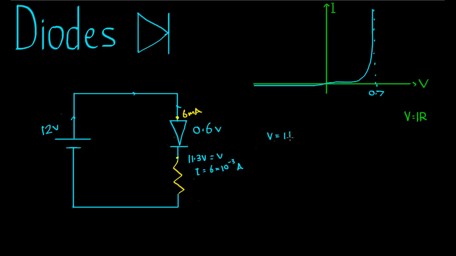Getting now the resistance by itself, that was the goal, finding the resistance of that component. V on I is equal to R, voltage 11.3 over 6 times 10 to the negative 3 is equal to, I'll use my calculator, 11.3 divided by 6 times 10 to the negative 3. I have that as 1883 ohms. And I know it's in ohms because I've used volts and amps over here.